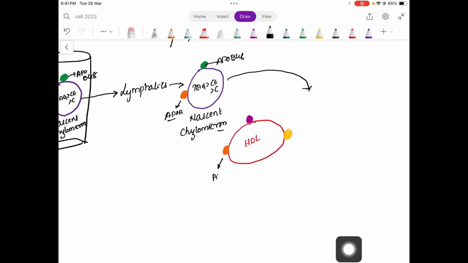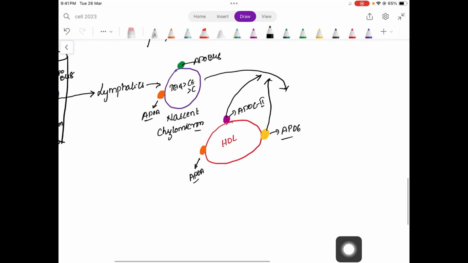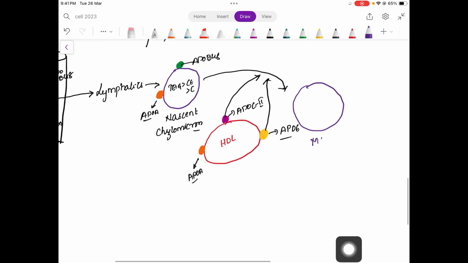This is ApoA, this is ApoC2, and this is ApoE. So this ApoE will reach the chylomicron, and ApoC2 will reach the chylomicron. And now this nascent chylomicron will become a mature chylomicron. This is a mature chylomicron. How has it become mature? It has become mature by taking up ApoC2 and ApoE.